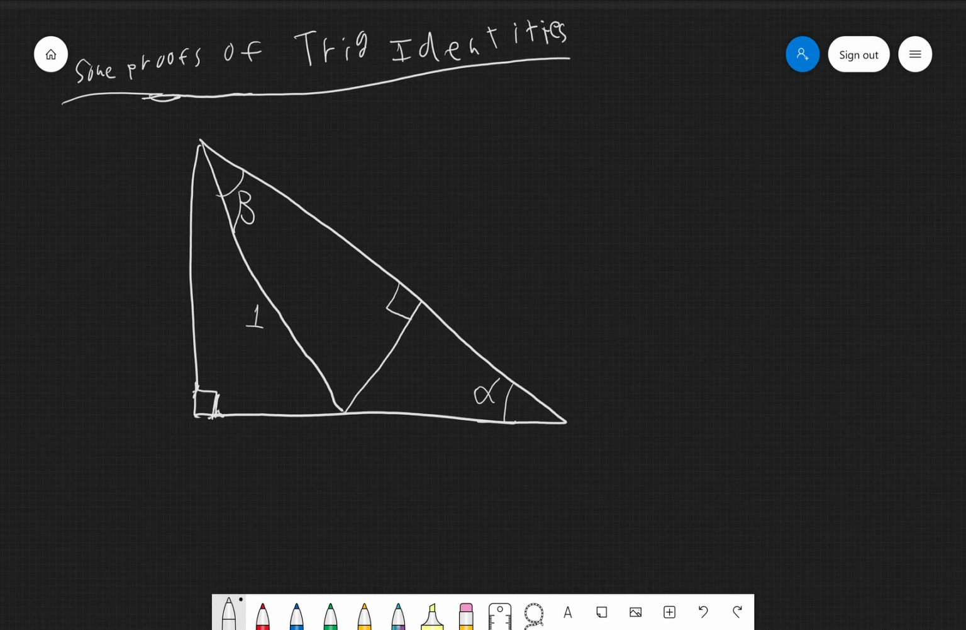Notice that this is not the only triangle with a hypotenuse of 1. This one also has hypotenuse 1. So we can notice that this is the cosine of b times the hypotenuse, but the hypotenuse is 1. Same thing here, but with sine.